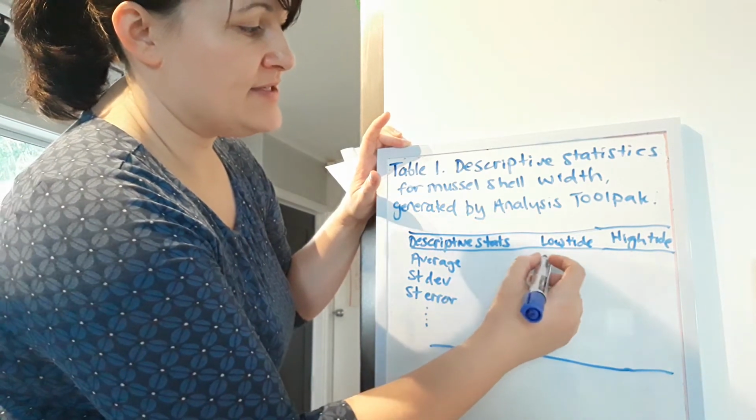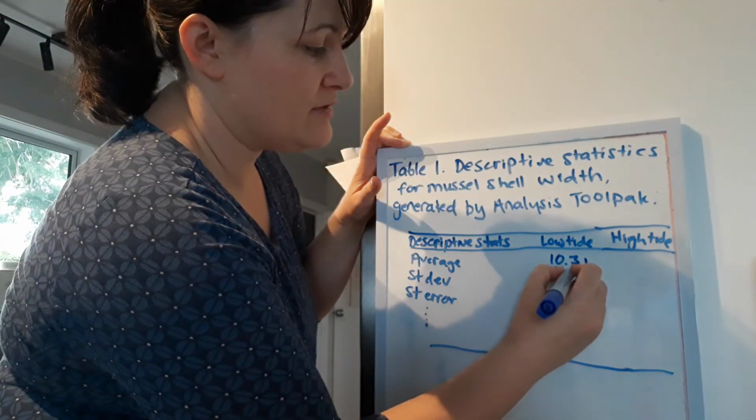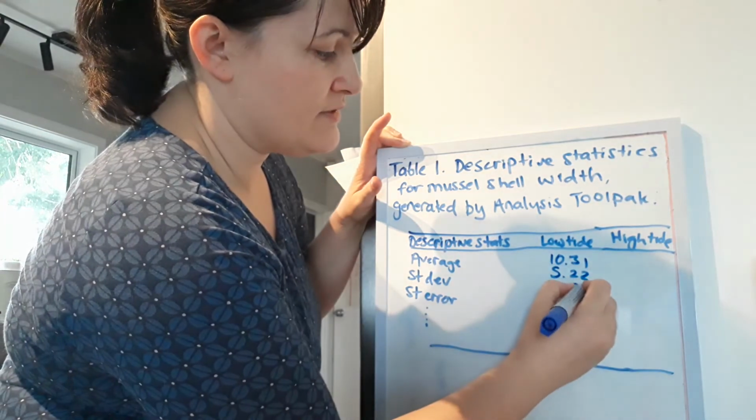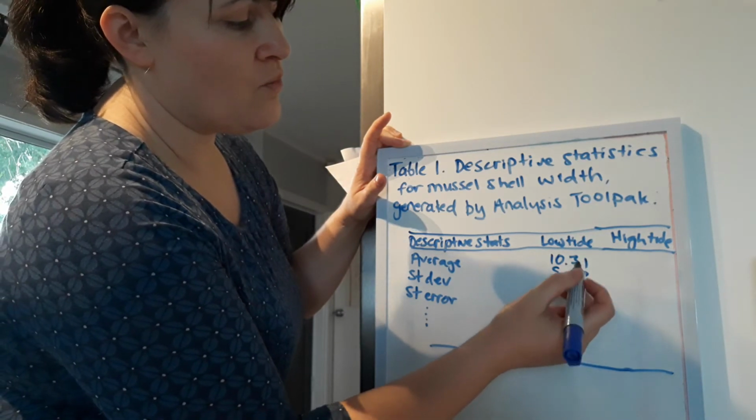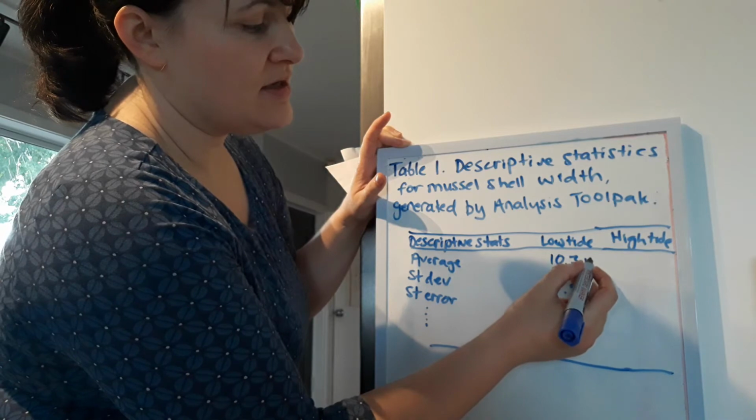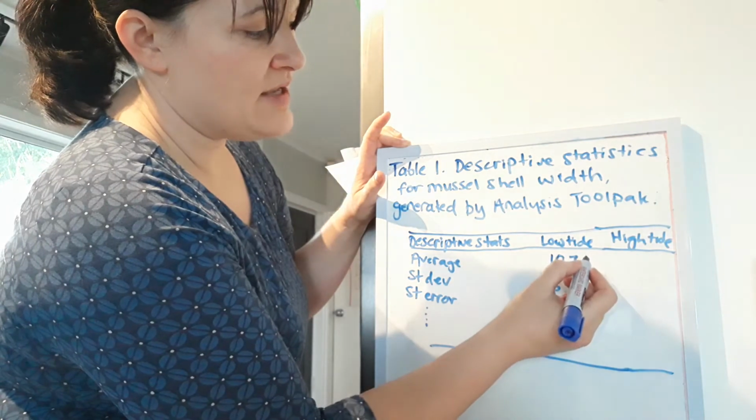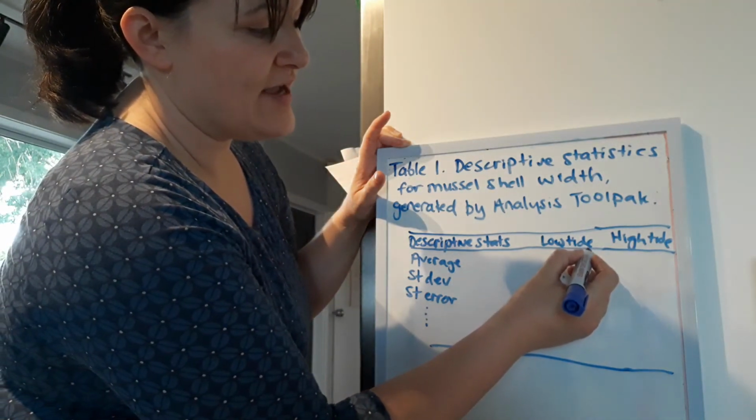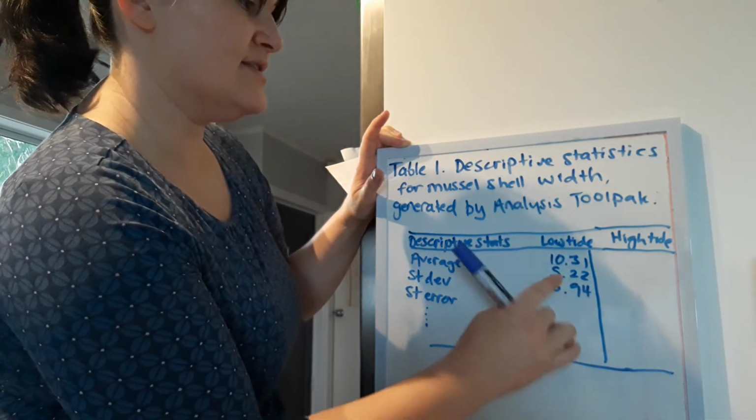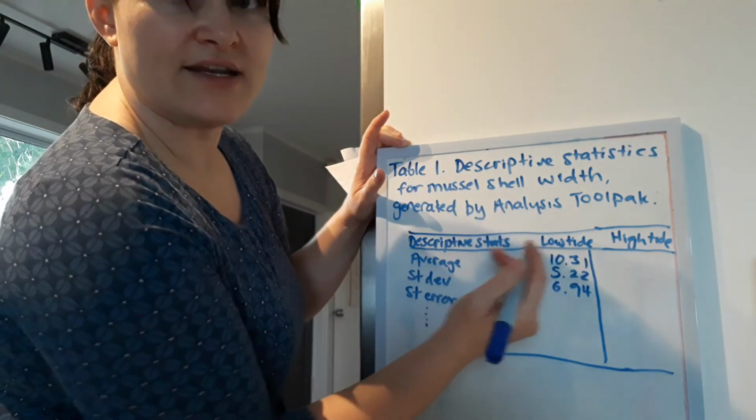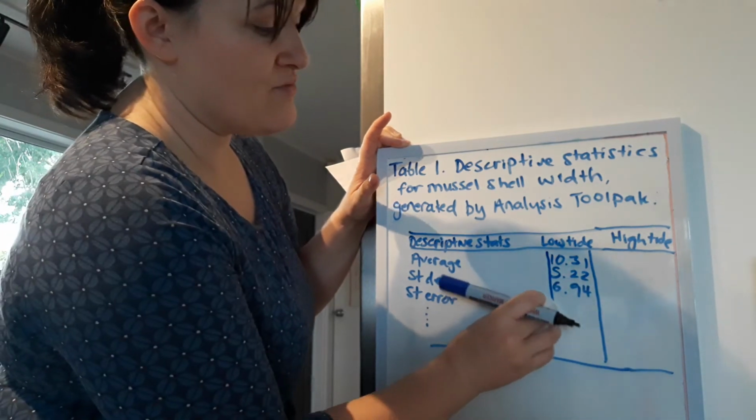So I'm just going to make up numbers here, but let's say it's 10.31, 5.22, 6.94. So the other thing you will notice, when you format these numbers in Excel for your tables, they need to be right aligned. So what that means, I'm just going to draw a line here. Obviously you don't actually have this on your table, but if you had a line against the right hand side of the column, the numbers are aligned against that line. They're not aligned against the left hand side, they're right aligned.